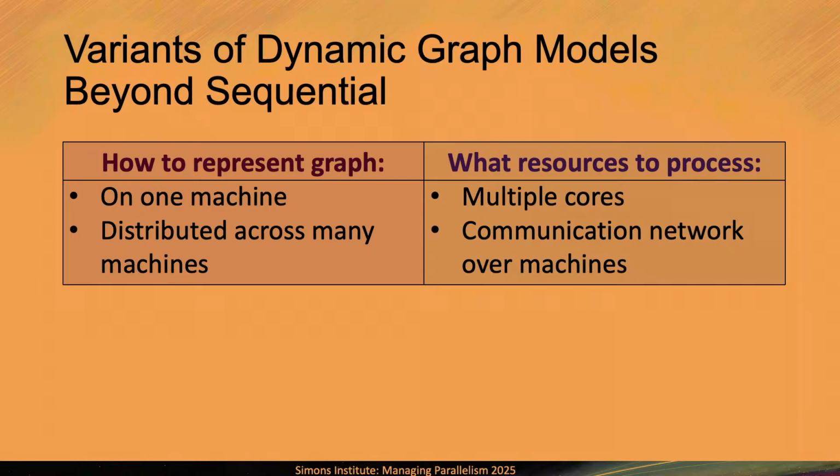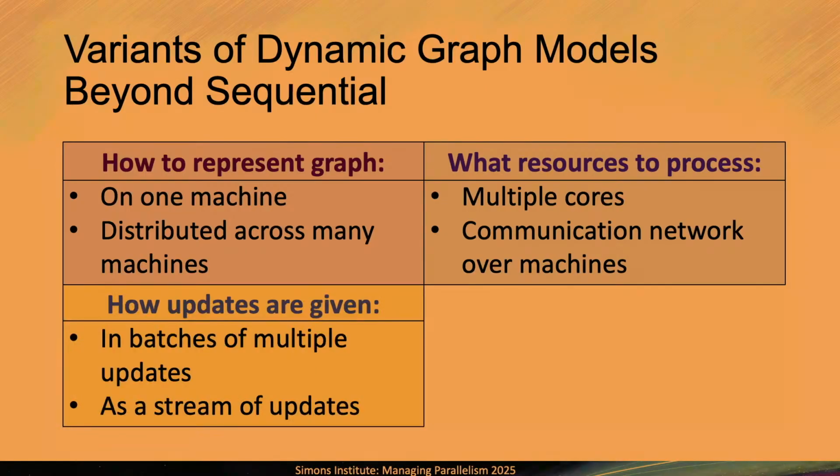You can also use different kinds of resources to process your graph. You can use multiple cores on one machine, which is shared memory parallelism, where your multiple cores process the graph in parallel. Or if your graph is distributed across many machines, you would instead have a communication network over these machines while processing your graph. When you're talking about dynamic graph algorithms, you can also give your dynamic updates in ways beyond just one update at a time. For example, you can have batches of multiple updates given to your graph at the same time. This is the batch dynamic model, which I'll talk about shortly.